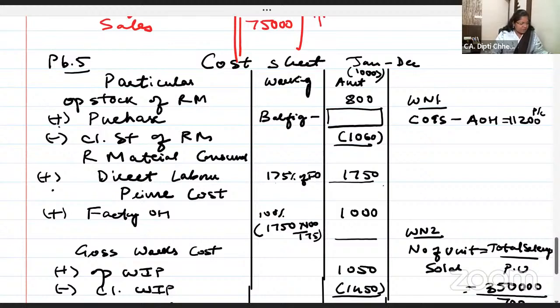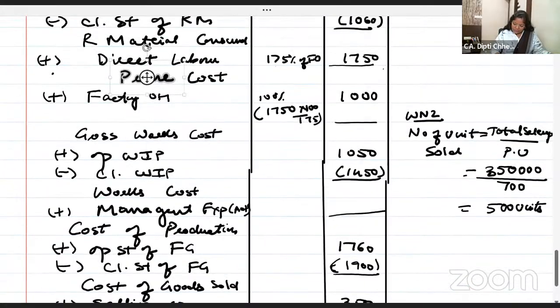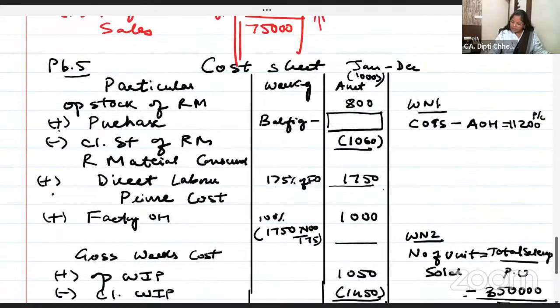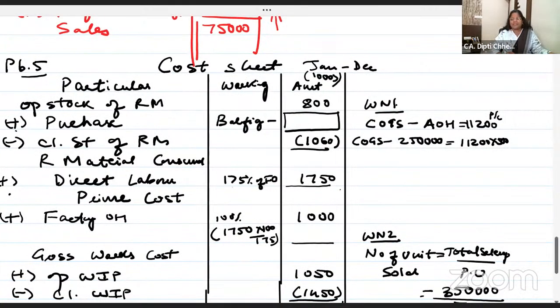So do we know the COGS? No. Do we know the administrative overhead? Management expenses were given, management and admin 250. Yes, so COGS I don't know, but administrative overhead is 250 in thousands. Clear? This is 11,200 per unit into 500 units.